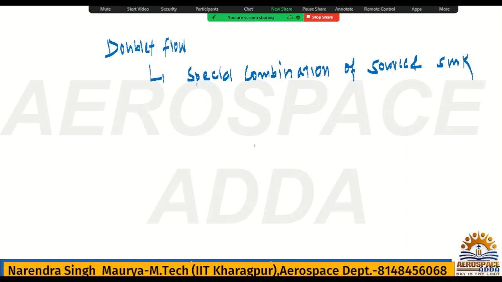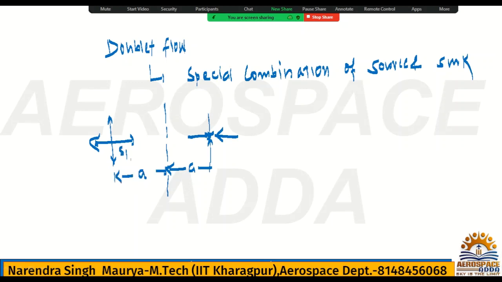So the special case I had shown you. This is the source, okay, and this is the one line, and this is the sink. From here this distance was A, and from here this distance was A. This was the source S1 and this was the sink S2. Total distance is what? 2A in general.